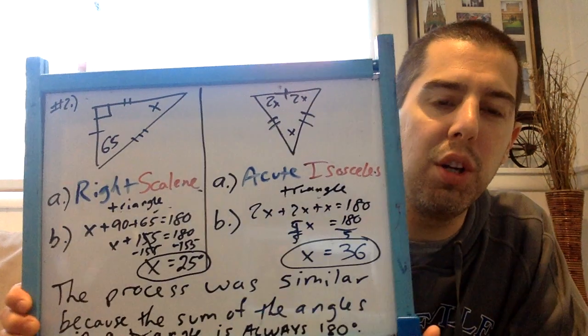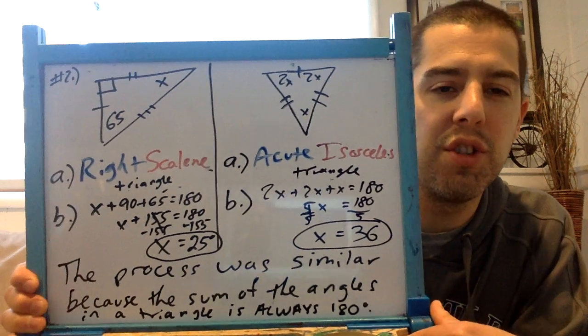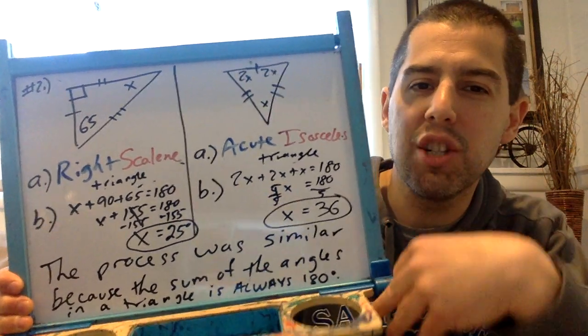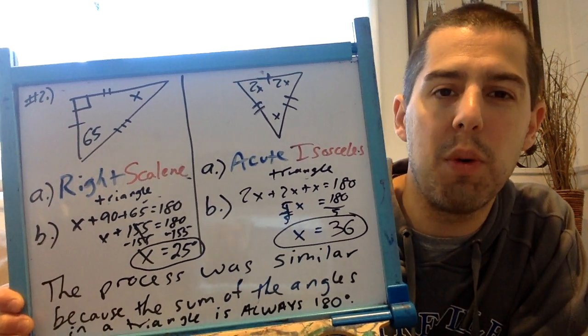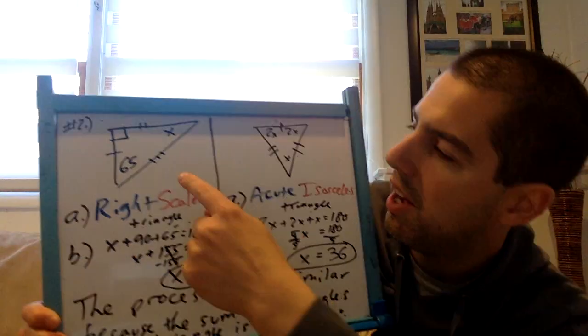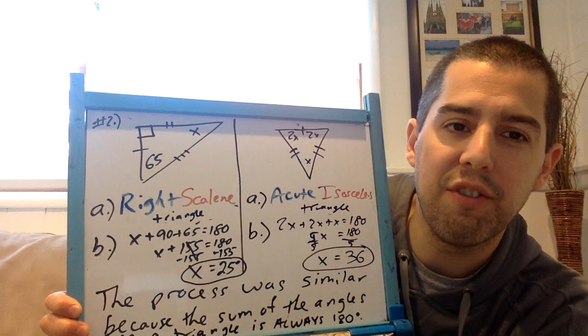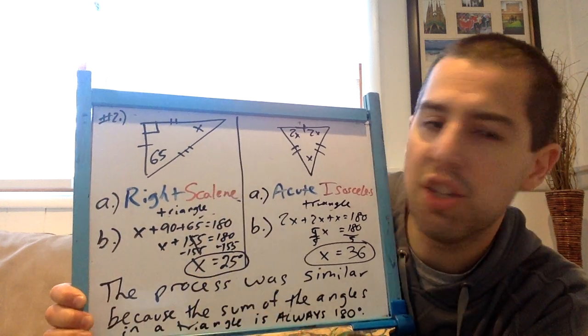The words in blue describe the angles. The first triangle had a right angle, so it's a right triangle. The second triangle only had angles that were less than 90 degrees, so it's an acute triangle. But I also need to look at the sides. On the first triangle, they were all different lengths because all the angles were different. So that's a scalene triangle.